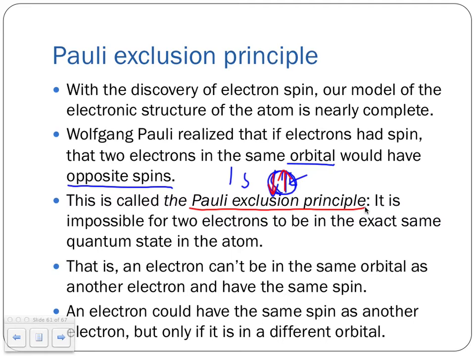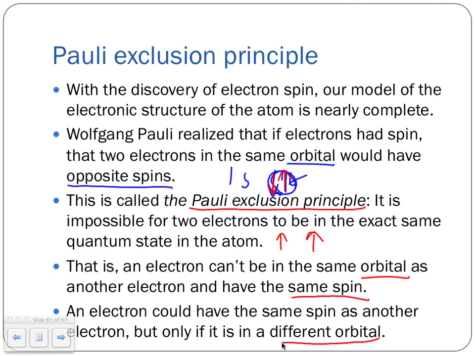So another way of saying this is that an electron cannot be in the same orbital as another electron and have the same spin. You can have two electrons in the same orbital if they have two different spins. One is spin up and one is spin down, but you can't have two electrons in the same orbital with the same spin. Okay? Now, can you have two electrons that have the same spin? Well, of course you can, because there are only two types of spin, spin up and spin down. But you can have two electrons that have the same spin, like they both spin up, as long as they are in different orbitals. And so this is the Pauli exclusion principle.